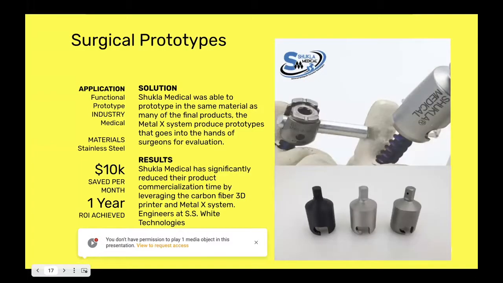Moving on to a metal case study in surgical prototypes. And the challenge in this case for Shakla Medical was that they initially prototyped using CNC machining, but found that long lead times were presenting major slowdowns in iterating on prototypes and preventing them from quickly getting their product to market. Shakla Medical has significantly reduced their product commercialization time by leveraging carbon fiber 3D printer and the Metalex system. Engineers at Shakla are now able to use this rather than having to wait a long time to get these parts CNC machined.